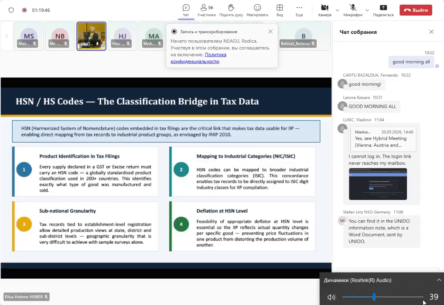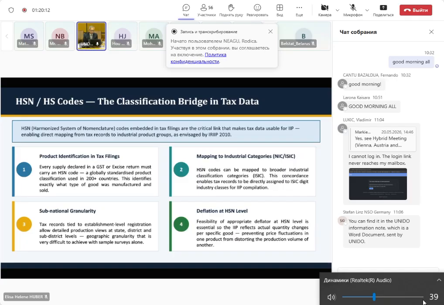Then the second important aspect is subnational granularity, because these tax filing entities are registered up to the state or district level, so I know the location of it, and using that location I can easily create my indices even at the subnational level, for example at the state level or district level. It can be easily done.